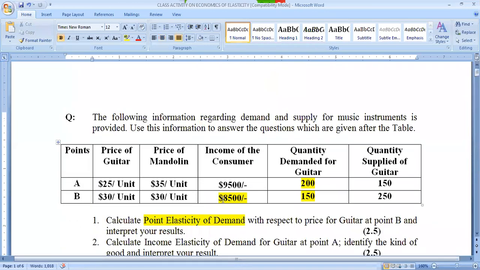Let's move towards the price of mandolin. Price of mandolin at point A is 35. Price of mandolin is basically the price of related good. Look at this information, right? Let me write here for you guys. This is PR, price of related good. At point A it is 35 and at point B it is 30. So 30 minus 35 should be minus 5.